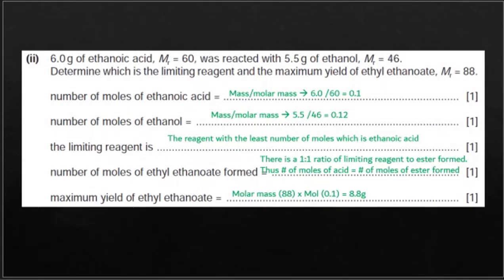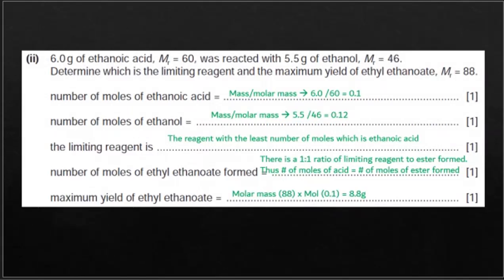All right, next question. 6.0 grams of ethanoic acid, which has a molar mass of 60, was reacted with 5.5 grams of ethanol, which has a molar mass of 46. Determine which is the limiting reagent and the maximum yield of ethyl ethanoate, which has a molar mass of 88.